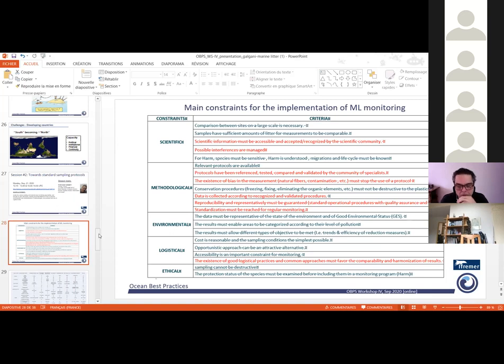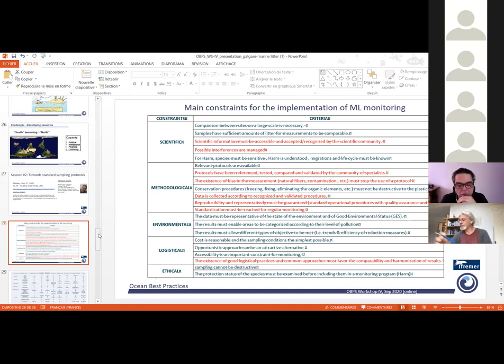Then logistical constraints are quite important. It's quite complicated and very expensive to sample the ultra deep sea, as an example. Also, an opportunistic approach may be considered first when possible. And accessibility also is quite important for samples.